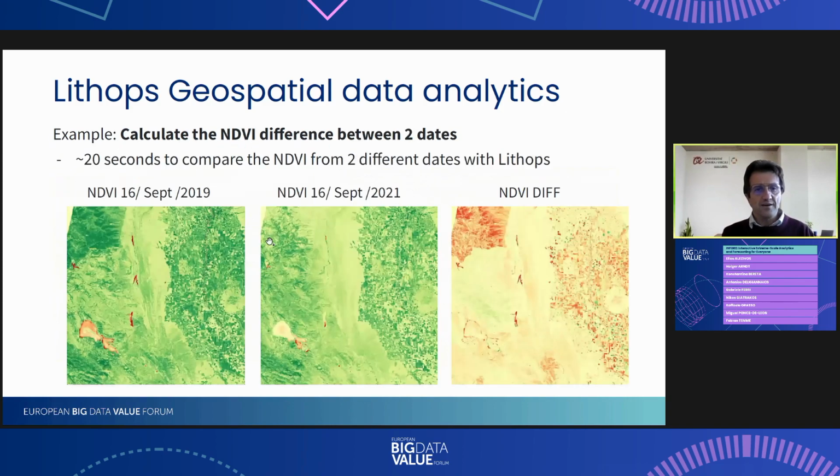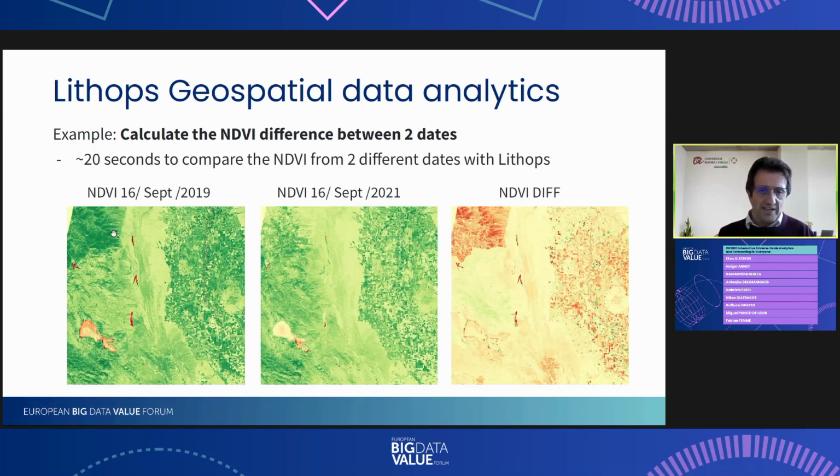So here, for example, you see the output between 2 areas. We calculated in California, where there were big fires in the summer. And we could see here before, after, and this calculation in September 2019, September 2021, 2 years after that big fire.